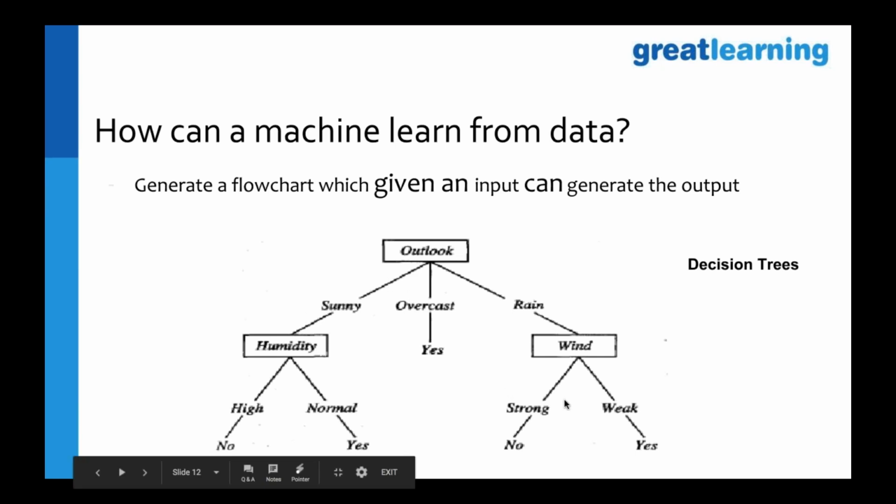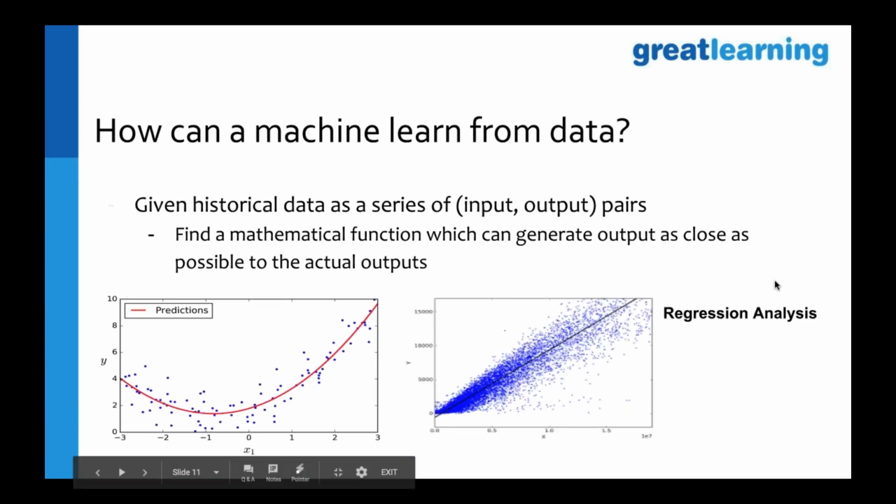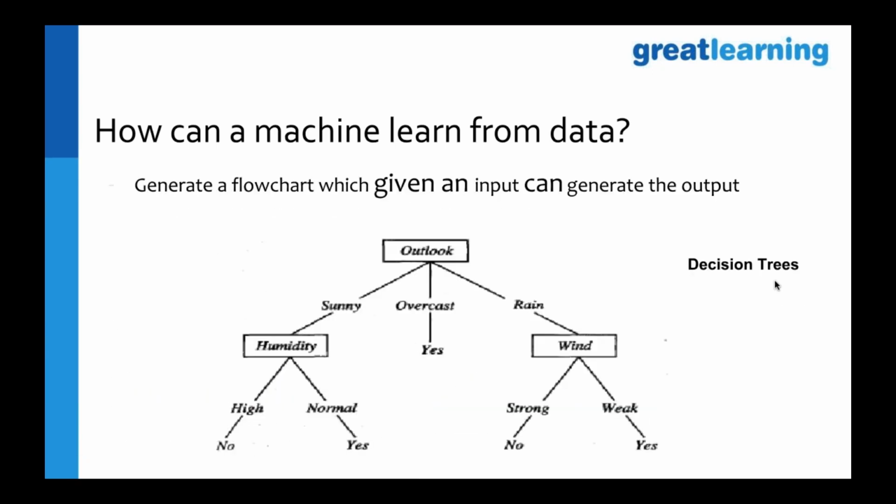Such a form of machine learning algorithm, where the machine tries to come up with a flowchart based on which it can make yes or no decisions, is called decision trees. So we have looked at regression analysis, and we have looked at decision trees.